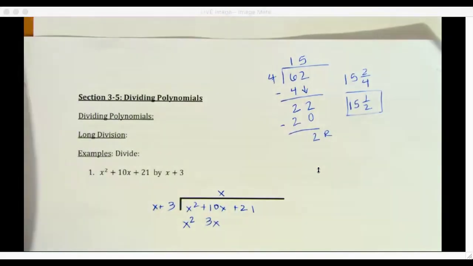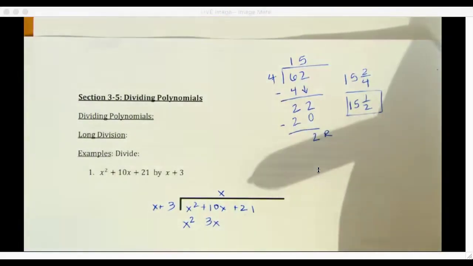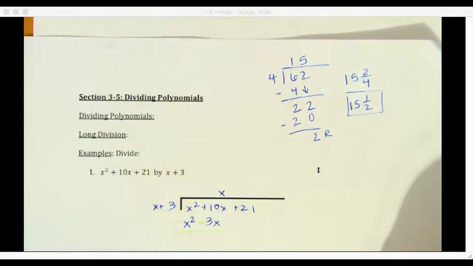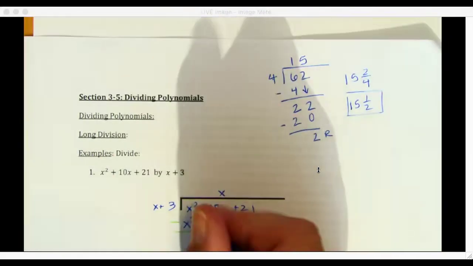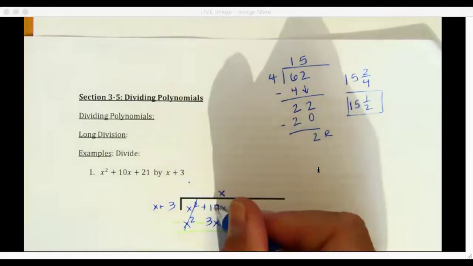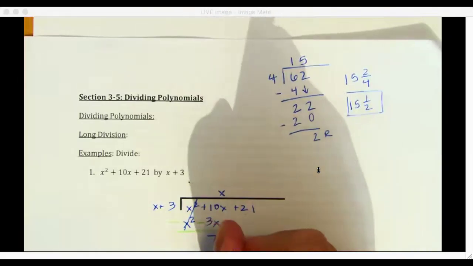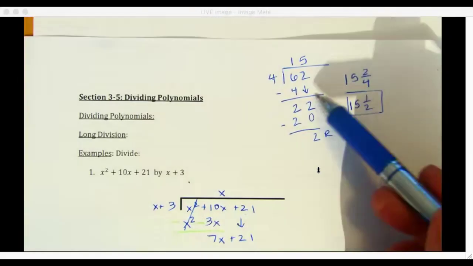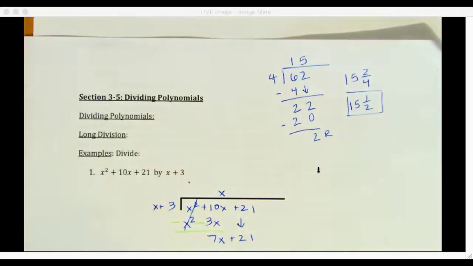But remember, just like we did with the numbers, we are subtracting, so whatever signs were there initially will switch. And now those cancel out. I have 10x minus 3x gives me 7x. I bring down my 21, and then I repeat the process just like I did with regular long division.